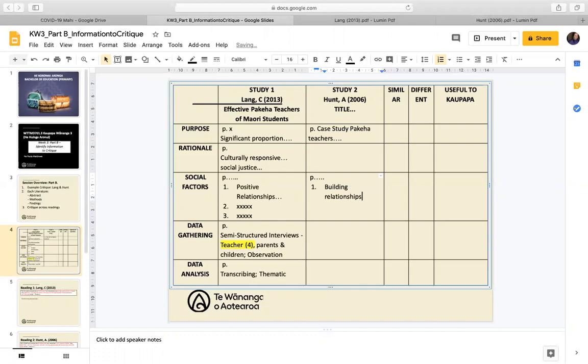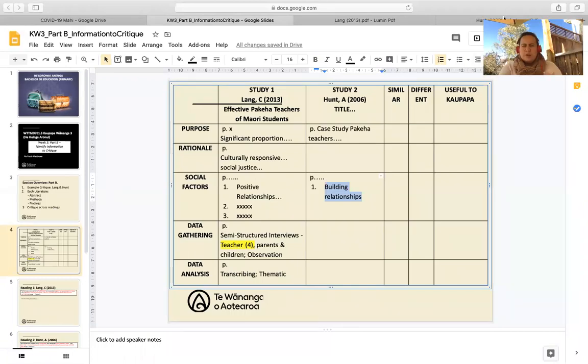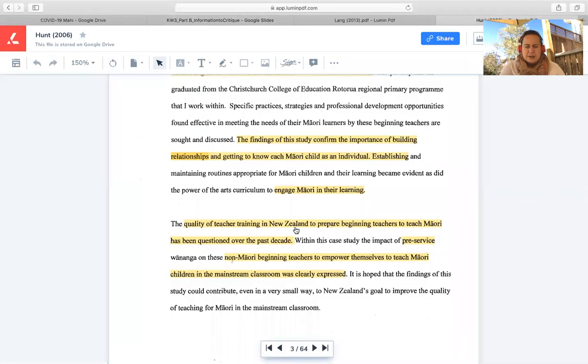Relationships. So I can already start seeing that both Lang and Hunt have really identified that for Māori success in education, relationships are really important, and we know that. But this research is really supporting your own whakaaro as well, or your own thoughts about the topic. So whatever you're starting to see that's similar across readings, that helps build the themes that you need to start writing the next section. So that's what I highlighted here.